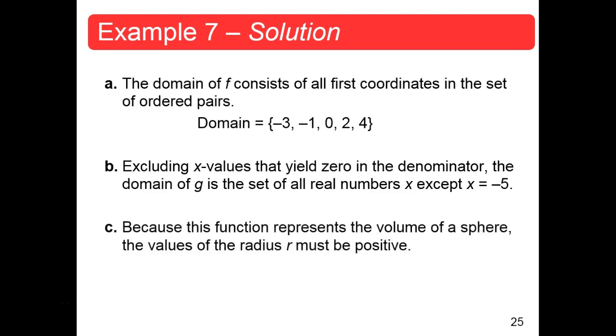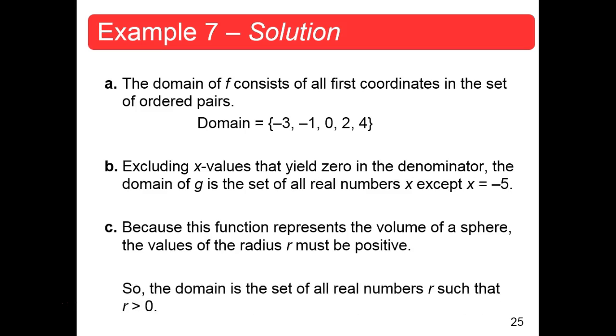And C, because this function represents a physical entity, the volume of a sphere, the values of the radius have to be positive. You can't have a 0 radius, you have no sphere, or a negative radius. I don't know what that is. So therefore, r has to be greater than 0. And they wrote it out in a sentence, way too much work for me.